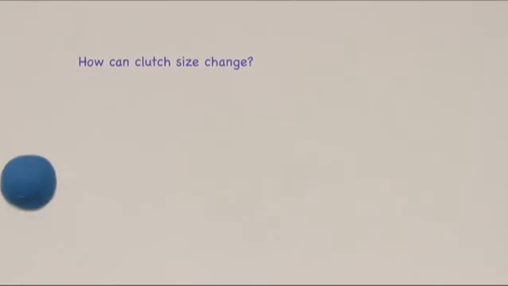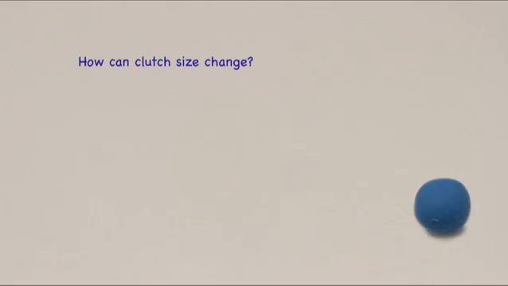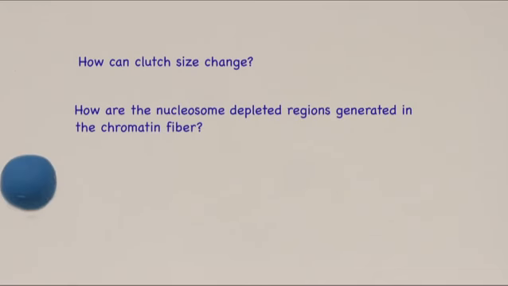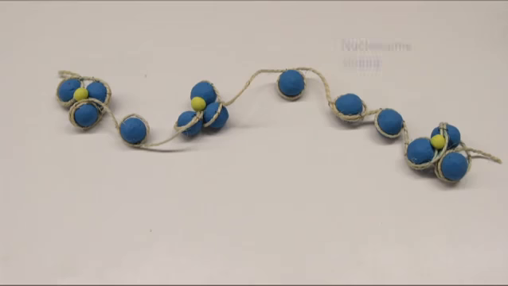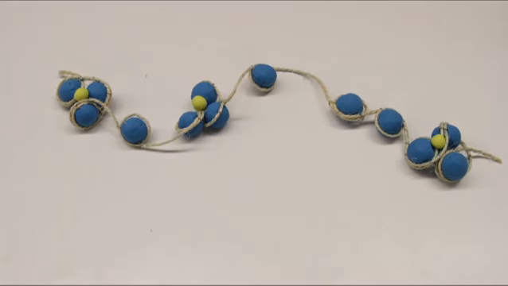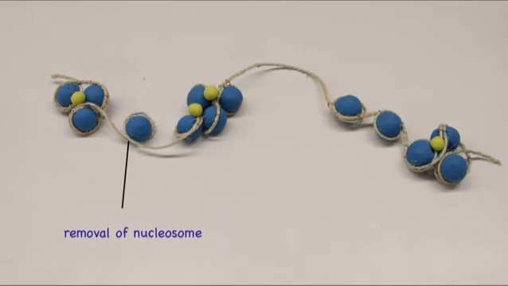How can the chromatin fiber go from containing mainly large clutches to containing mainly small clutches and vice versa during reprogramming? How are the nucleosome-depleted regions generated in the chromatin fiber? To address these questions, we hypothesize that 2 mechanisms, removal and sliding apart of nucleosomes, can play a role in generating smaller clutches in nucleosome-depleted regions.